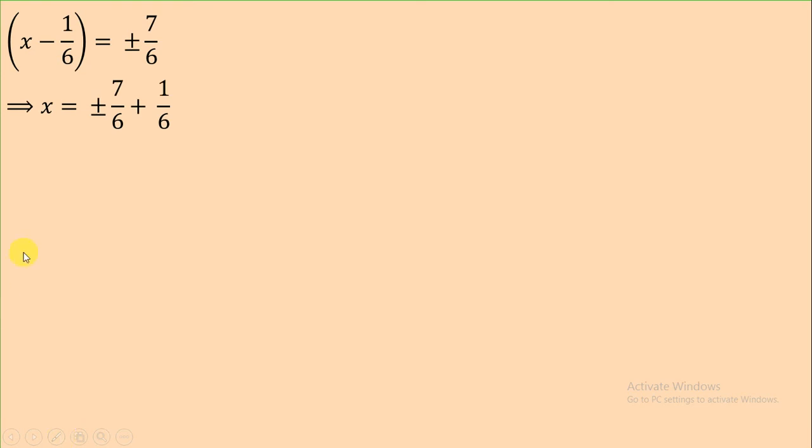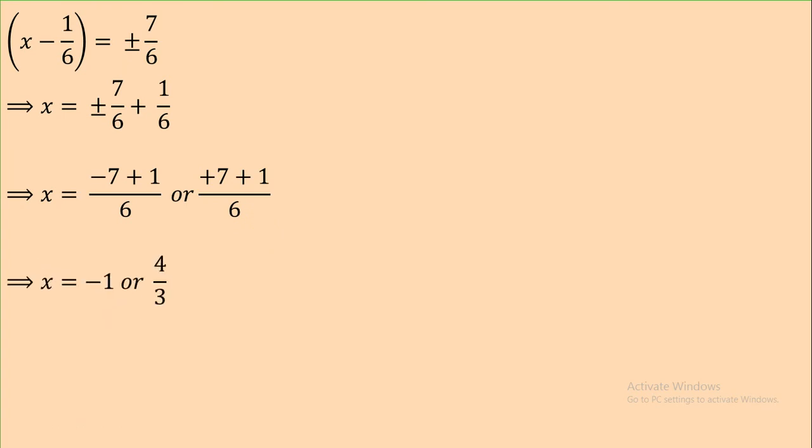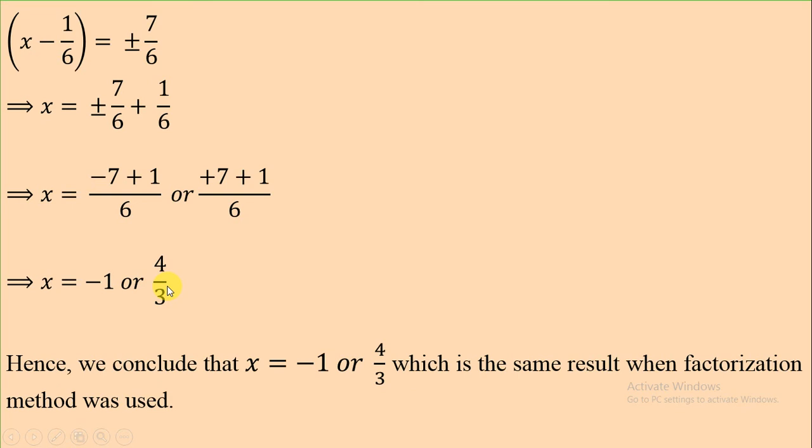You take this to the other side of the equation, you have plus or minus 7 over 6 plus 1 over 6. And by the time you segregate them, you have minus 7 over 6 plus 1 over 6. That gives you minus 7 plus 1 over 6. Or this will be plus 7 plus 1 over 6. And by the time you do that, you have x equals minus 1 or 4 over 3, because 8 over 6 is 4 over 3. So hence we conclude that x is equal to minus 1 or 4 over 3, which is the same result when the factorization method was used.